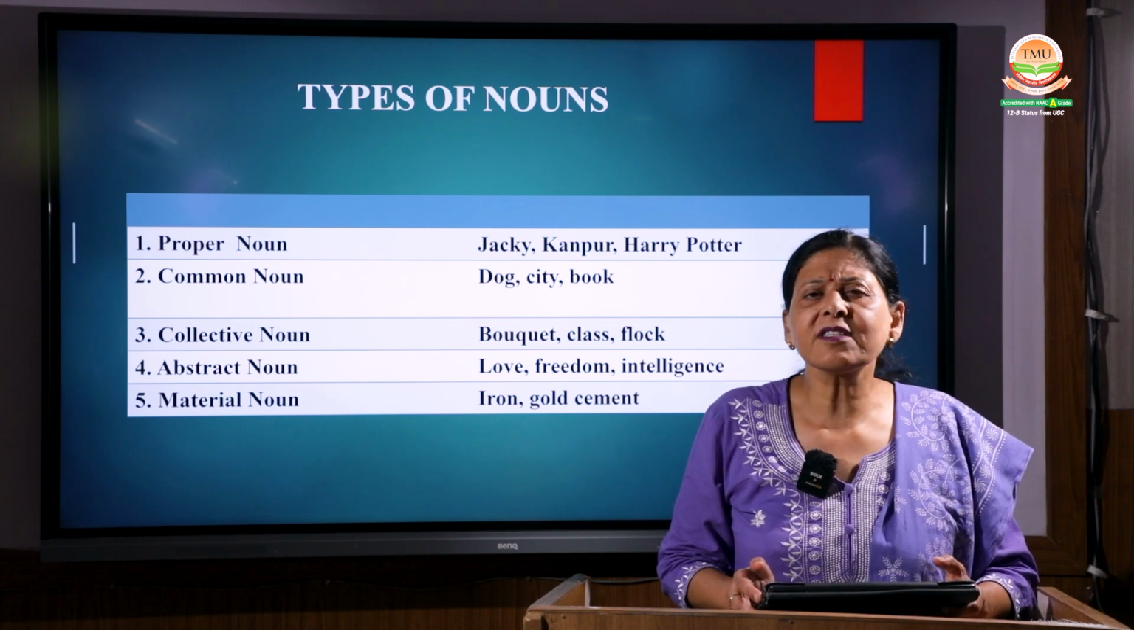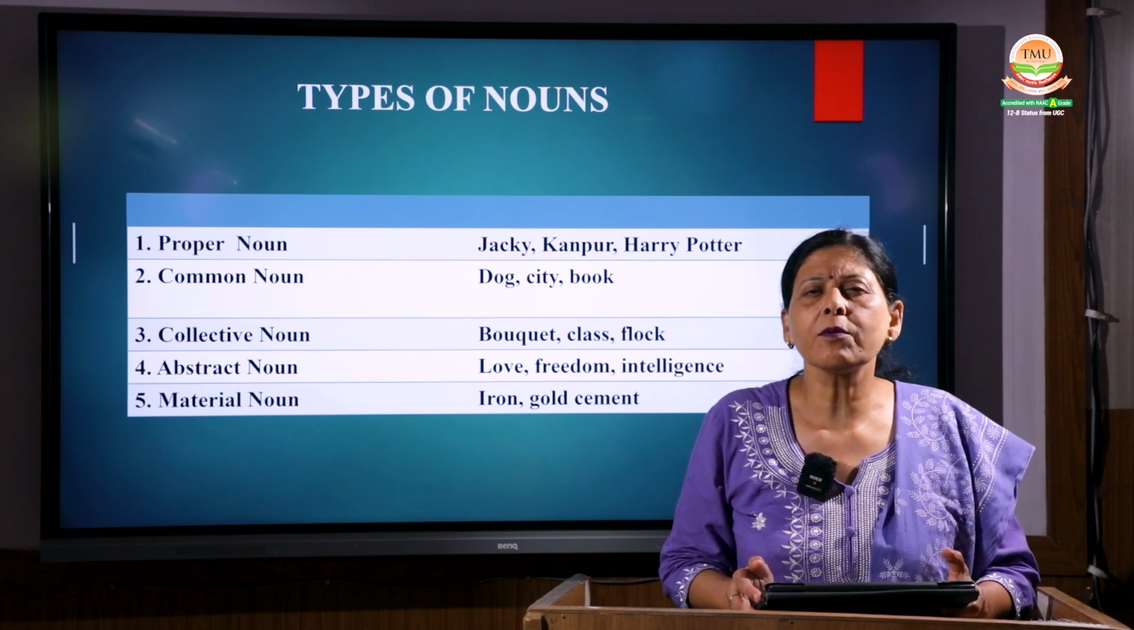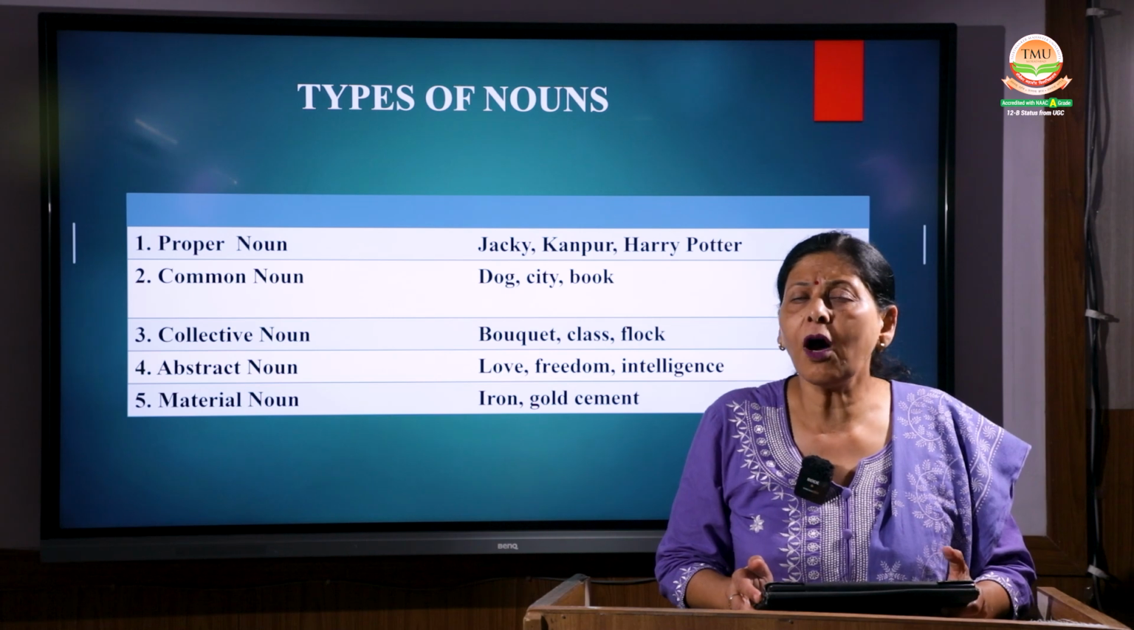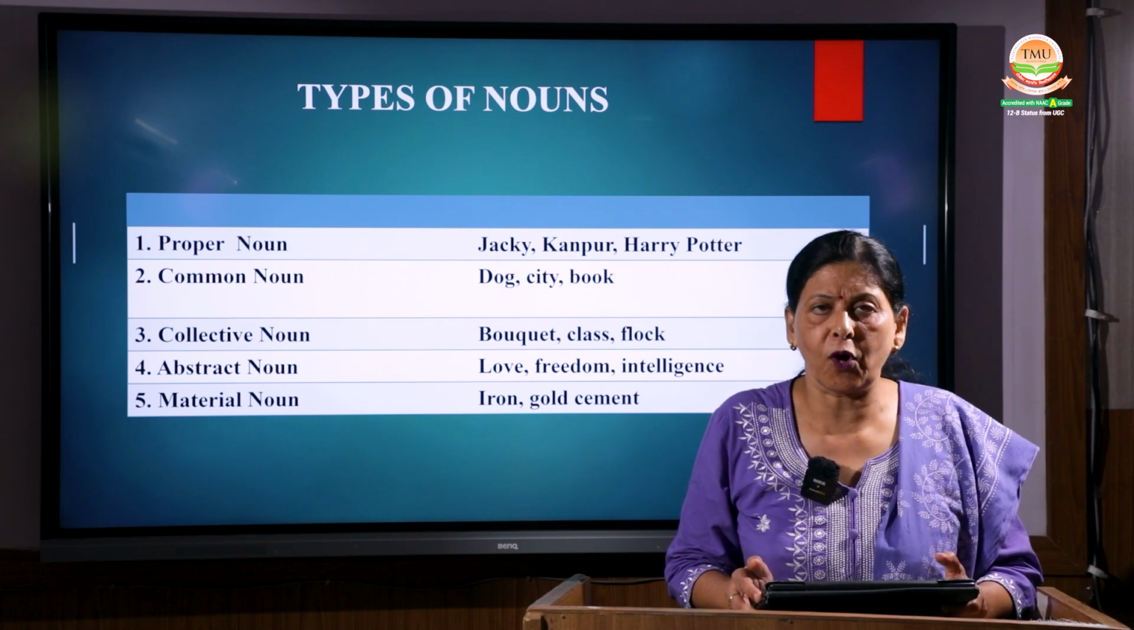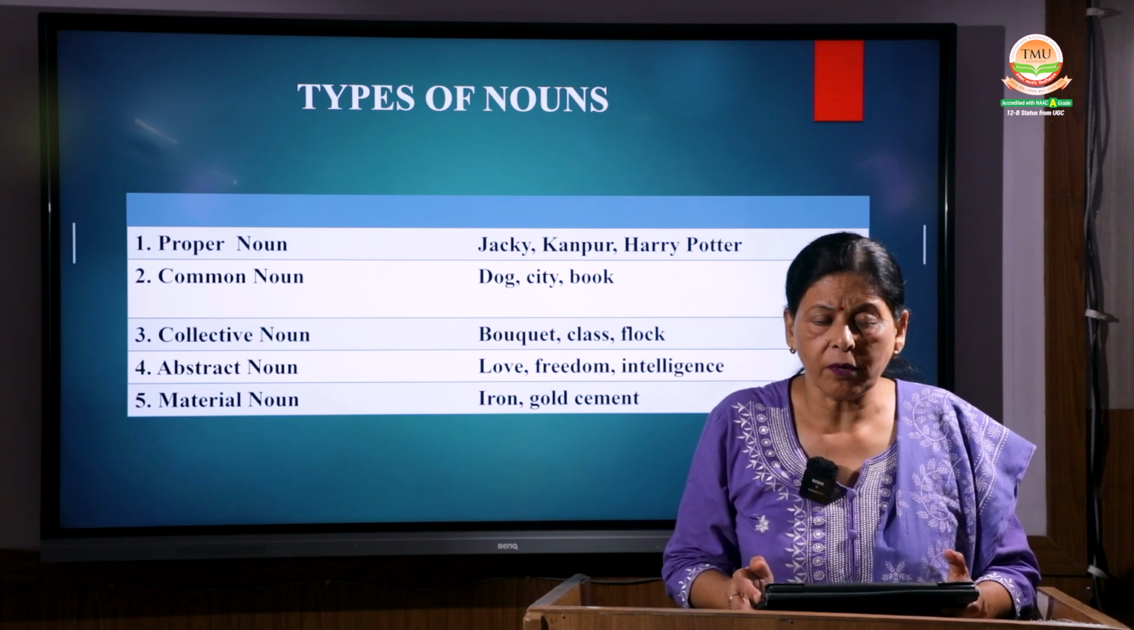So the boy is running. Who is the boy who is running? We don't know who it is. I saw a boy running. So he can be any boy. Okay, so that is a common noun.